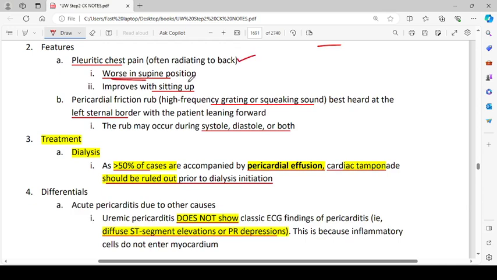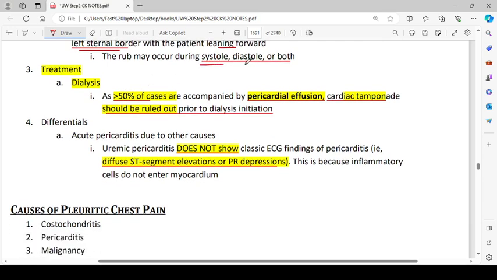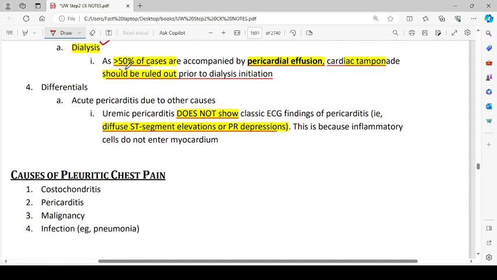It is worse in the supine position and improves with sitting up. The pericardial friction rub is a high-frequency grating or squeaking sound, best heard at the left sternal border with the patient leaning forward. The rub may occur during systole, diastole, or both. Treatment is with dialysis. As more than 50% of cases are accompanied by pericardial effusion, cardiac tamponade should be ruled out prior to dialysis initiation.